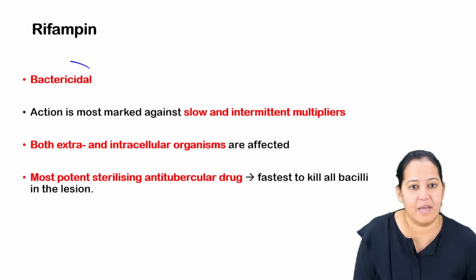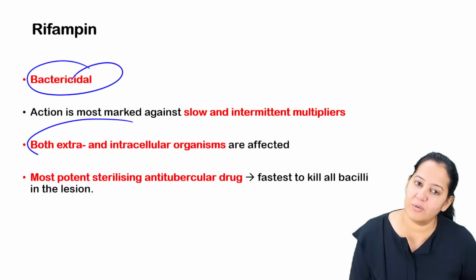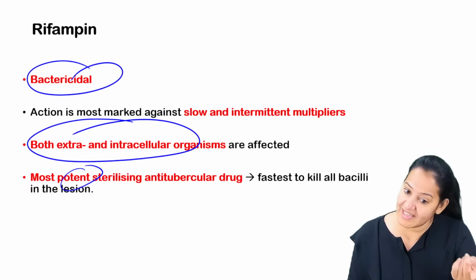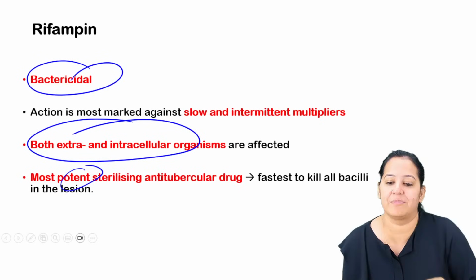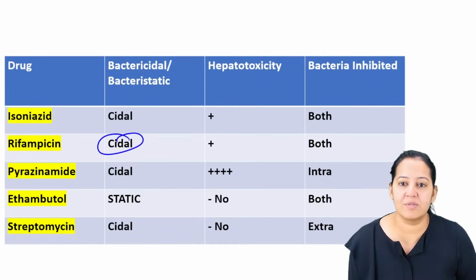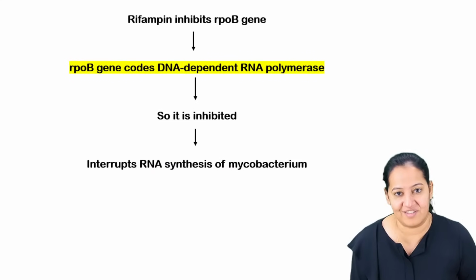Coming to rifampicin. It is also bactericidal. It kills both intra and extracellular bacteria. It is the most potent among the 5. The drug of choice is H, but the most potent is rifampicin. It's a question. You can see it is also Sidal, it kills both, and it also causes hepatitis.